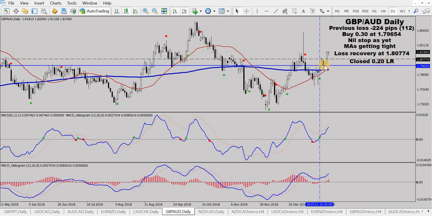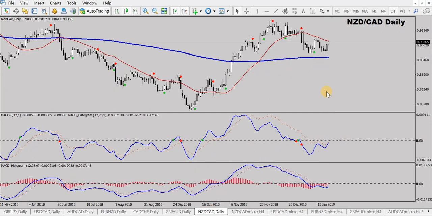LR is loss recovery. So I've recovered my previous loss, which means I've only got the 0.1 left in play, which is my base lot. So that's going along nicely. And New Zealand CAD, not in the trade. Now I can see, just by looking at this, that the fast MACD is getting close.